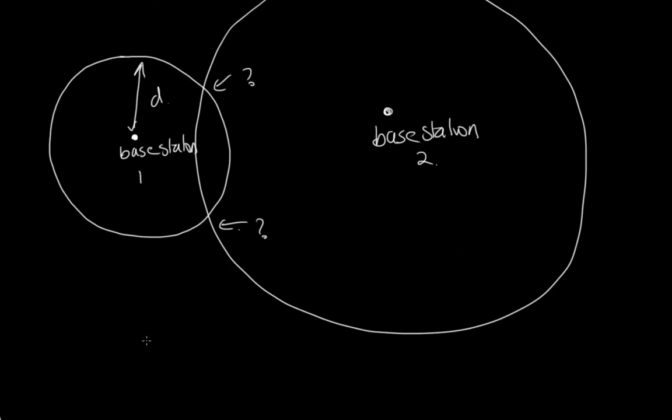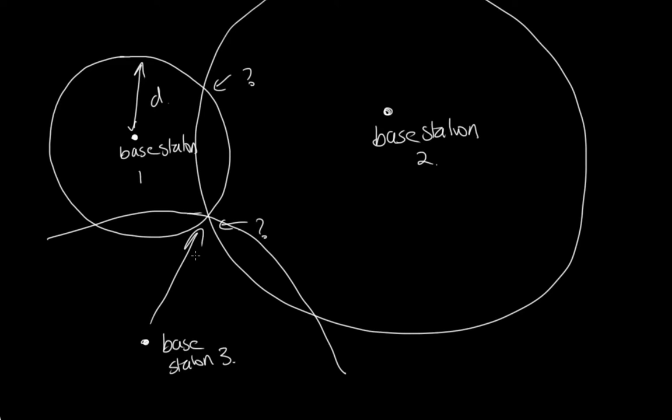But if we have a 3rd base station and we measure the distance from this base station and we know it's this distance here, let's call this D3, then we know at which point the epicenter is, because there's only one point where all of the 3 spheres or circles intersect each other.